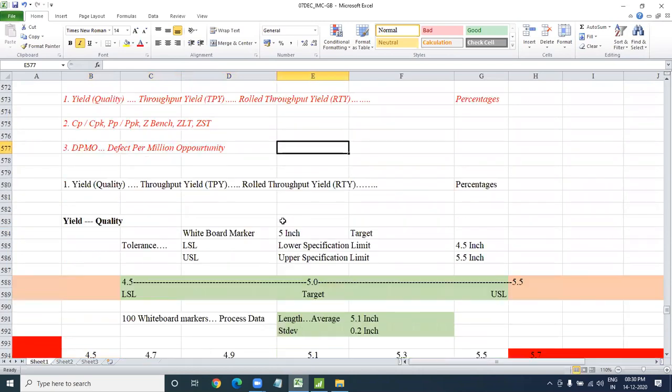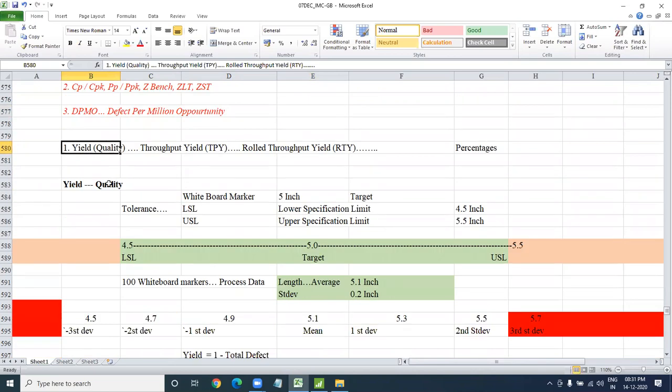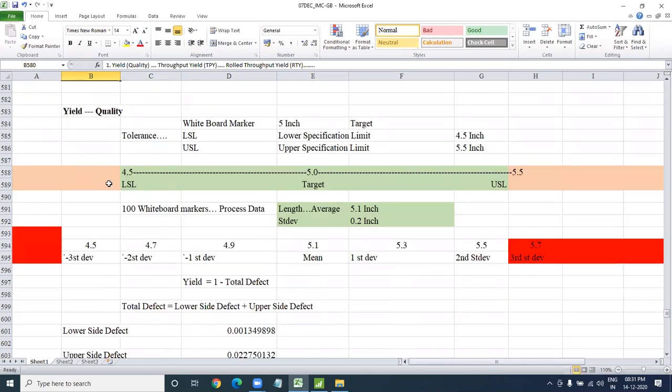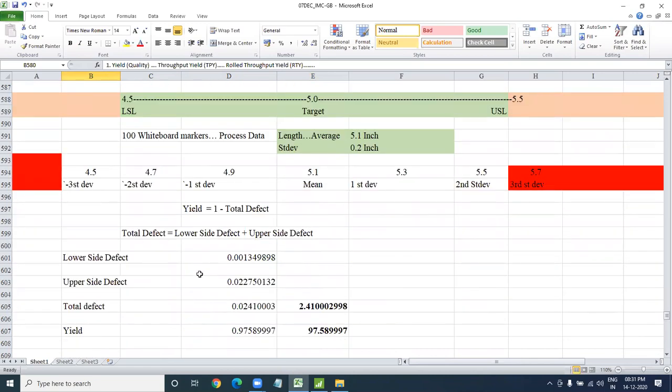First things first, when we talk about yield, it's nothing other than the quality of your process. How do you define the quality? How do you calculate the quality of the process? Given the customer requirements, we try to assess the quality of the process. There was just one single formula: it's the norm dist formula that we used to calculate the lower side defect and the upper side defect. Once you get both side defects, you add them up to get your total defect, and finally you subtract that from one to get your overall productivity, which is the yield of the process. That's how we generally calculate the yield.